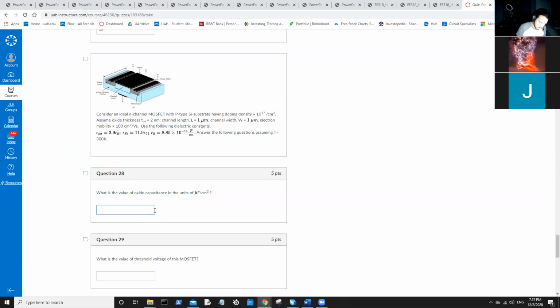So if we turn the calculator on, 3.9 times 8.85 times 10 to the negative 14th divided by 2 times 10 to the negative 7th power, you will have 1.725 times 10 to the negative 6 farads per centimeter squared. But it says microfarads per centimeter squared. So can we scale that? Can we just say this is the answer? Let's find out.